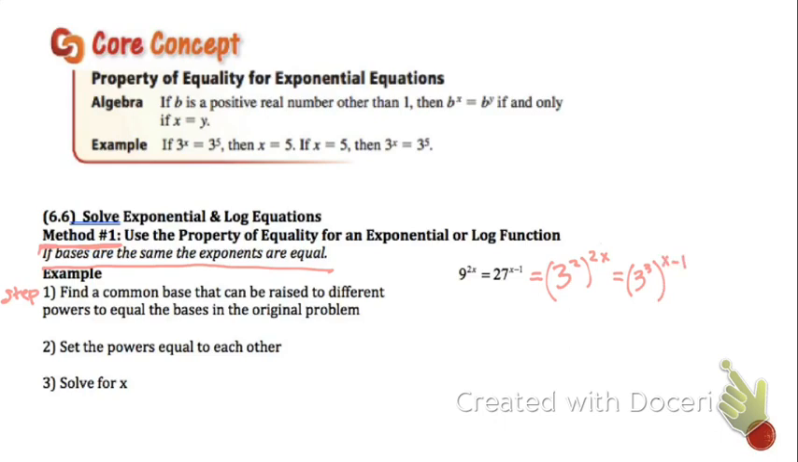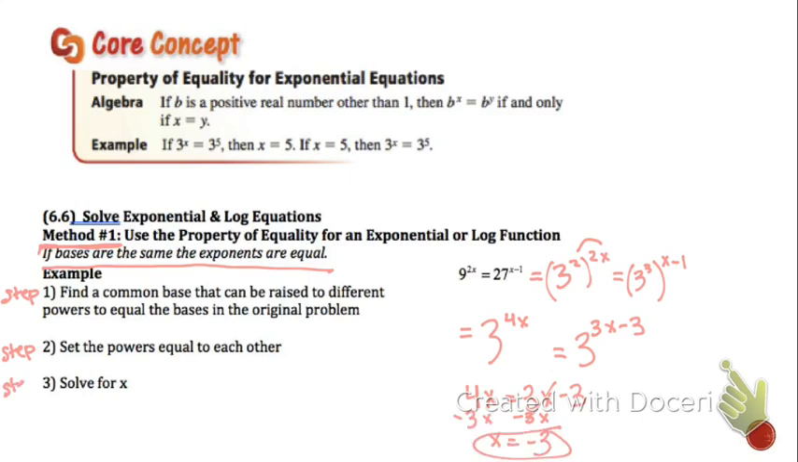All right. So now I see that I have the same base. My next step is going to be to distribute those exponents. So I take 2 times 2x and 3 times x minus 1. So I've got 3 to the power of 4x equals 3 to the power of 3x minus 3. And my next step, since I've got the bases the same, I'm just going to set the powers equal to each other. So now I have 4x equals 3x minus 3. All right, now I'm trying to solve for x. So I'm going to subtract 3x on both sides. So I see now that I have x equals negative 3.